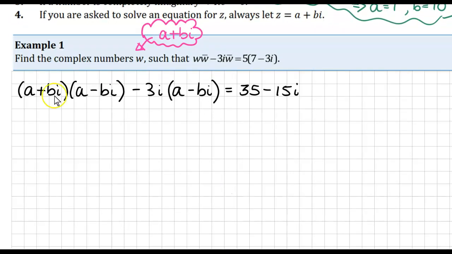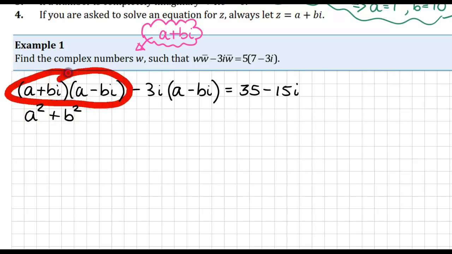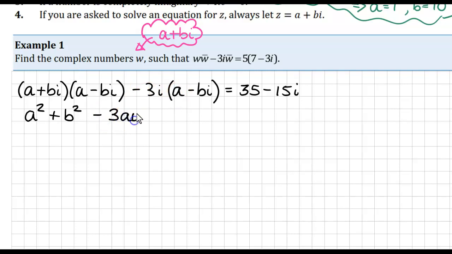Okay, so this one here is the difference of two squares again. Now remember, the quick way when you're doing complex numbers for this will be a squared plus b squared. So that's going to take care of that part. Now we're multiplying minus 3i by a, so minus 3ai, and minus 3i by minus bi is plus 3bi squared, equal to 35 minus 15i.